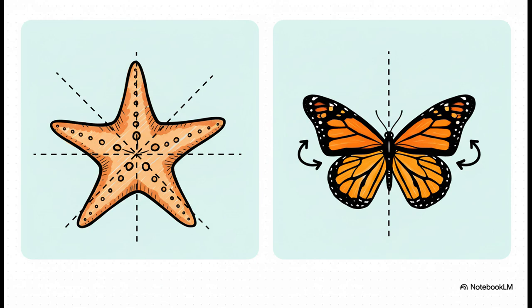Radial symmetry is like a pizza. You can slice it through the middle a bunch of different ways and get equal halves. But bilateral symmetry, that gives you a clear mirror image, a left and a right side. And this was a massive step forward because it led to developing a head, putting all the sensors up front, and allowing animals to move with purpose.